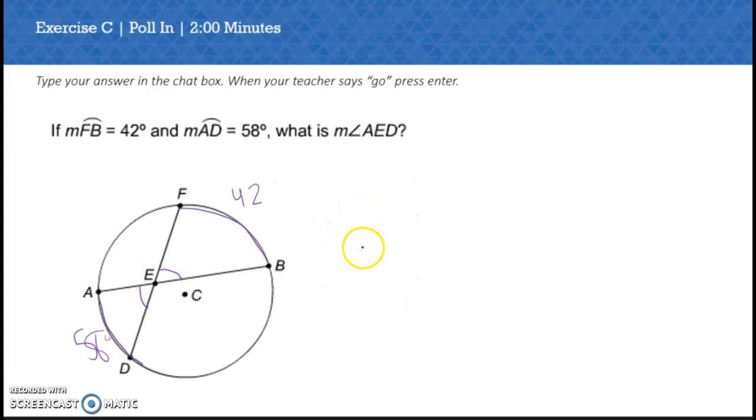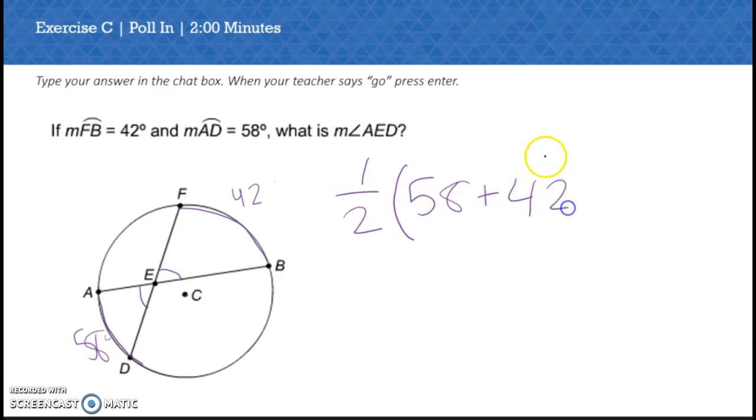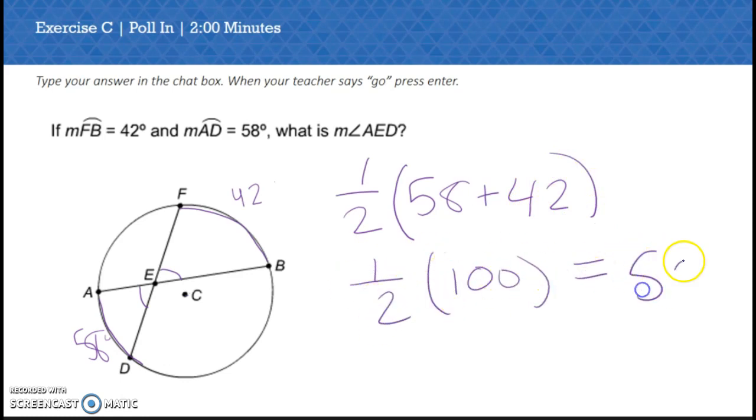So since these angles lie inside the circle, but notice they're not on the center, here's your center right here, we have to use that theorem that says we take 1/2 of the sum of the arc measures that they open up to. So half of 58 plus 42. Well, 58 plus 42 is 100. So we have to take half of 100. And that tells us that those angles each are equal to 50 degrees. You just take basically the average of those two arcs that it opens up to.